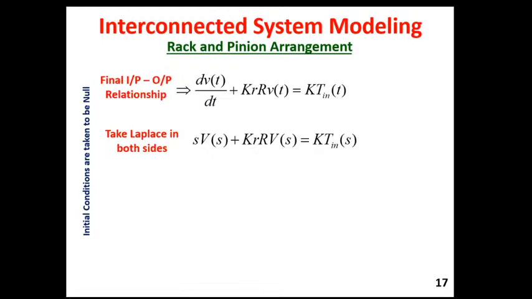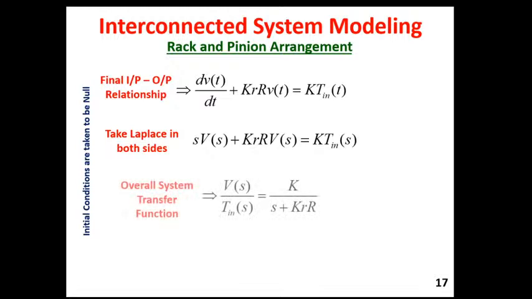So there is no new term added here, only the small v(t) in the second term has become capital V(s), okay. So capital K r R V(s) plus K T_in(s). Now this will be a transfer function which will be between output and input. So output is nothing but the velocity of the rack, which is given by V(s), and input is nothing but the input torque given to the pinion system, which is T_in(s).